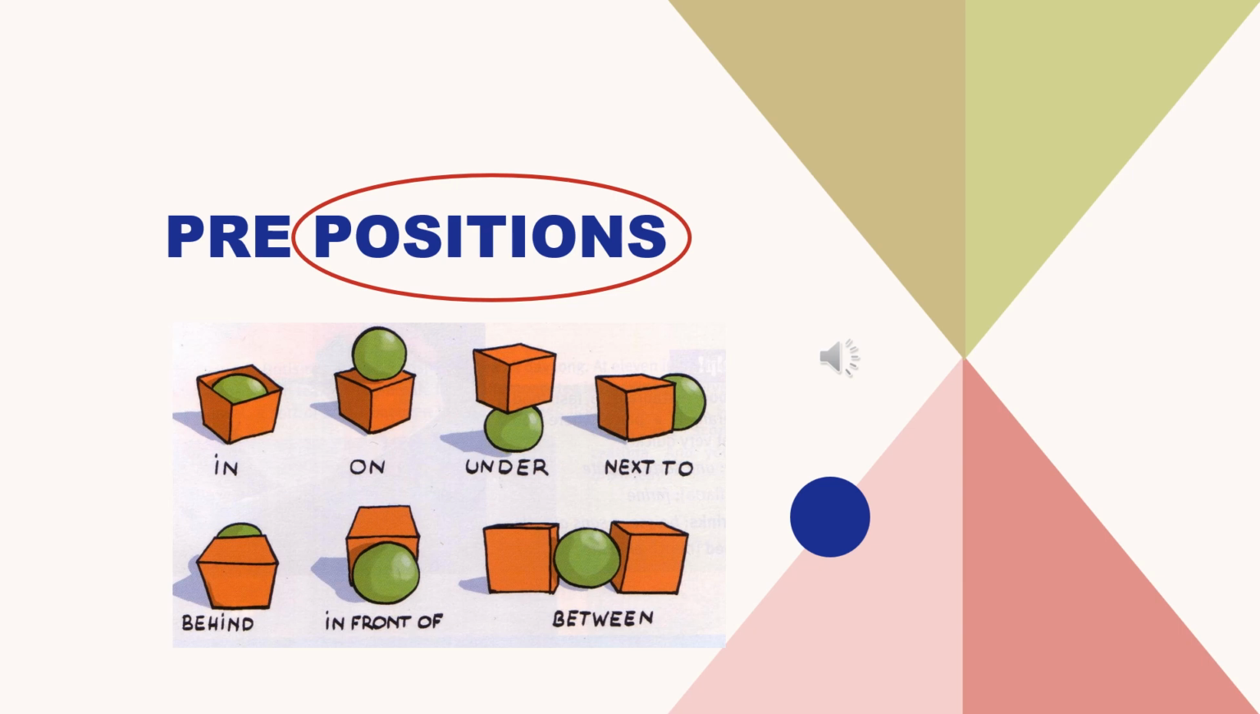You can see from the name itself, if we divide the word prepositions into two, you will find the word position hidden in it. Thus, prepositions are the words that are used to indicate the position of an object. For example, you can see in the picture as well, prepositions are the words like in, on, under, next to, etc. depicting the position of the ball.